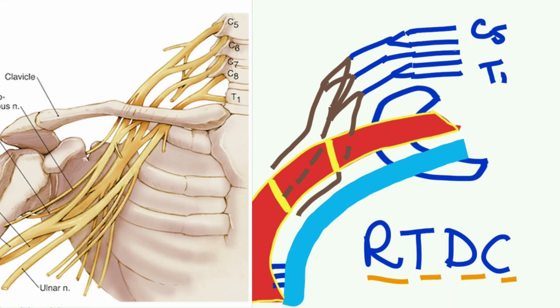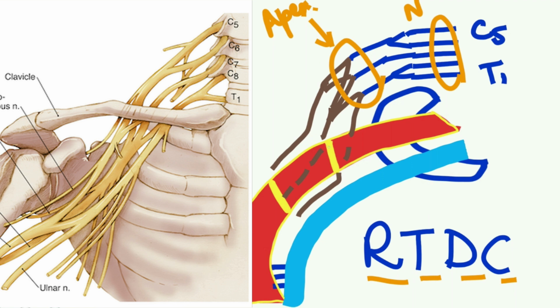Before going further, I'll show you the location of the roots, trunks, divisions and cords of the brachial plexus. These are the roots of the brachial plexus, which are present inside the neck. After the roots, we have the trunks and the divisions. This is the level at which the brachial plexus enters the axilla through the apex of the axilla. Keep in mind, at the level of trunks and divisions, the brachial plexus enters the axilla through the apex. The next level is the cords of the brachial plexus.